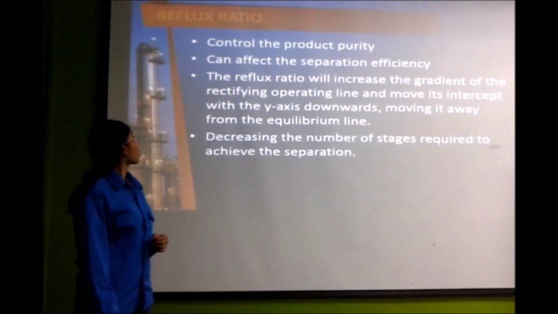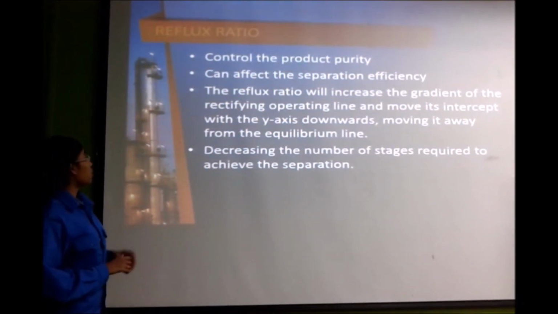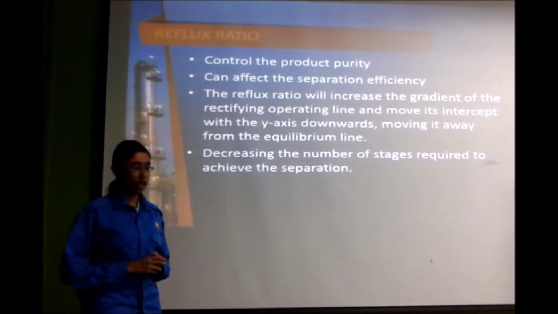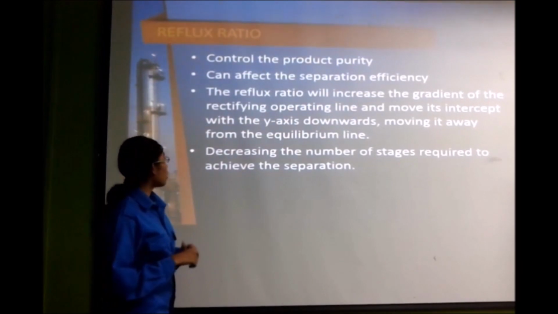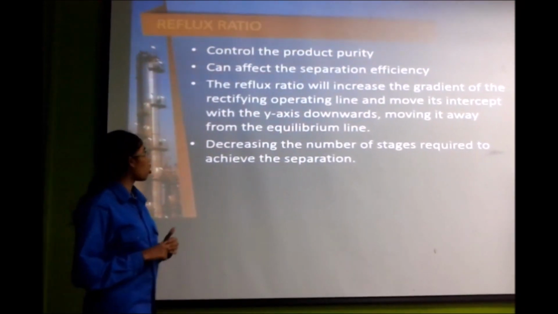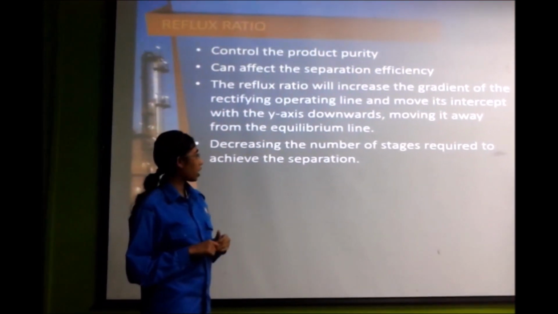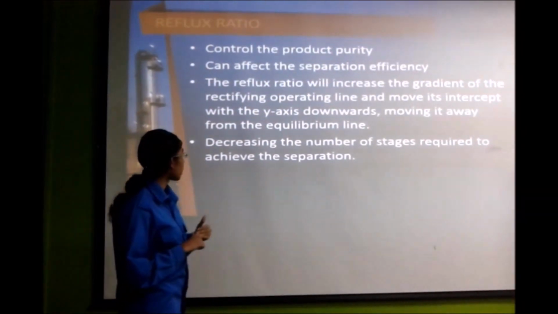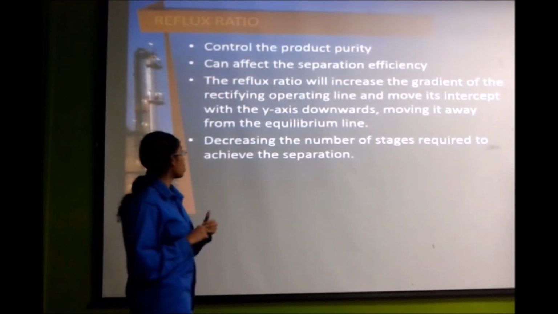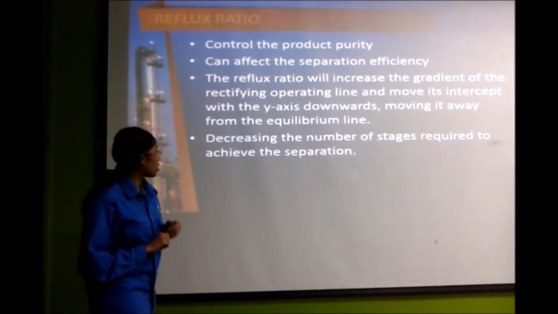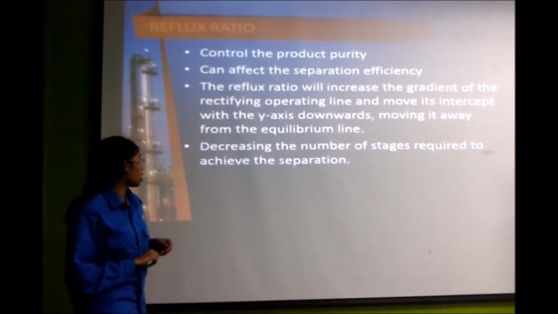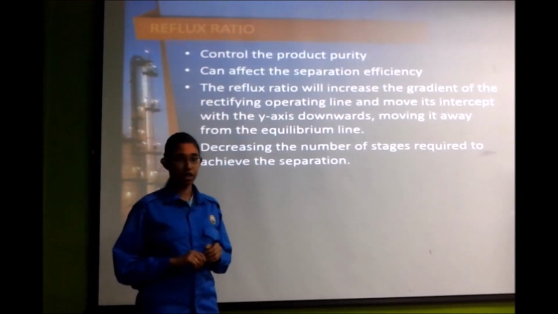Next is the reflux ratio. Reflux ratio can control the product purity. It also can affect the separation efficiency. Increasing the reflux ratio will increase the gradient of the rectifying operating line and move its intercept with the y-axis downwards, going away from the equilibrium line, decreasing the number of stages required to achieve the separation.